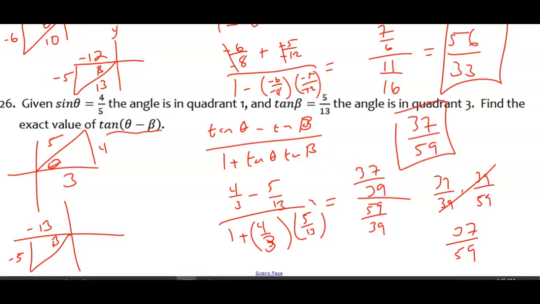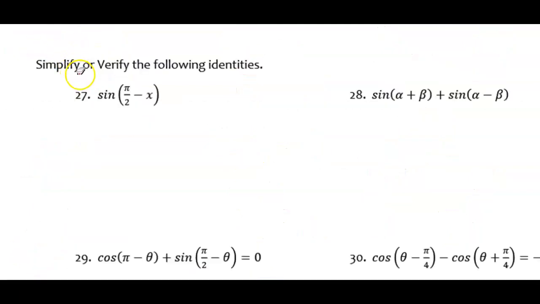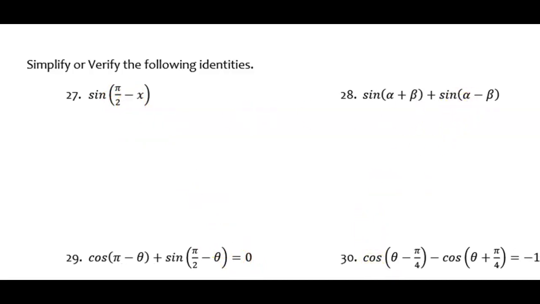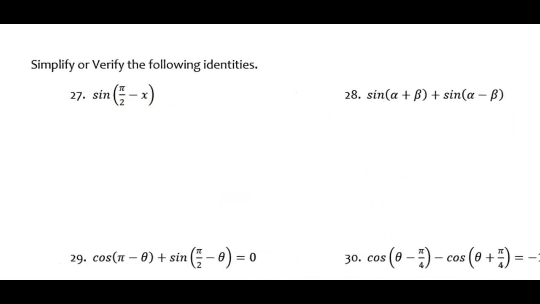All right. We're almost there. 4 more real quick ones. Simplify or verify. Remember, you only verify if you have an equal sign. So this is a simplify. This is a simplify. 29 and 30 will be verified.